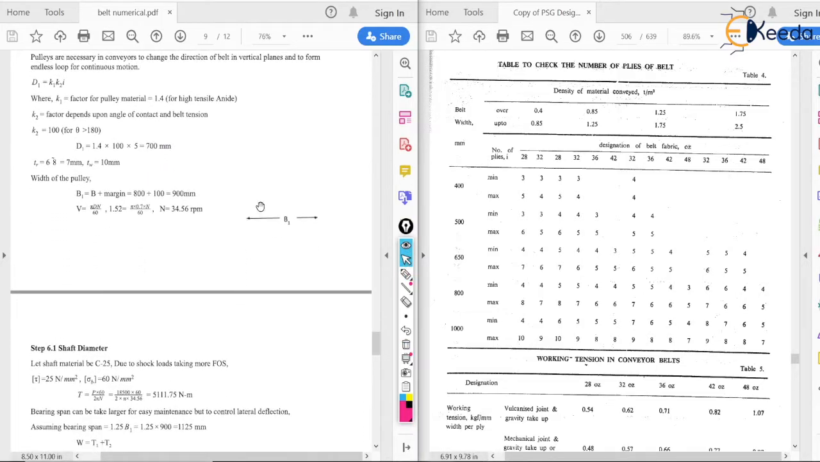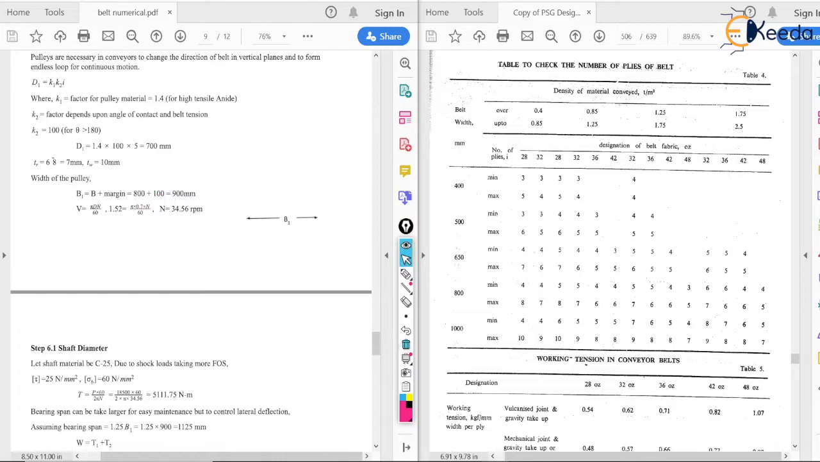Now next we have the width of the pulley. For the width of the pulley, b1 is equal to b plus margin. So b is our width of the belt and margin we have taken for the surface side 100 millimeter. So the total is 900 millimeter. So we know v is equal to pi dn by 60. From that we have calculated n again, so it is 34.56.